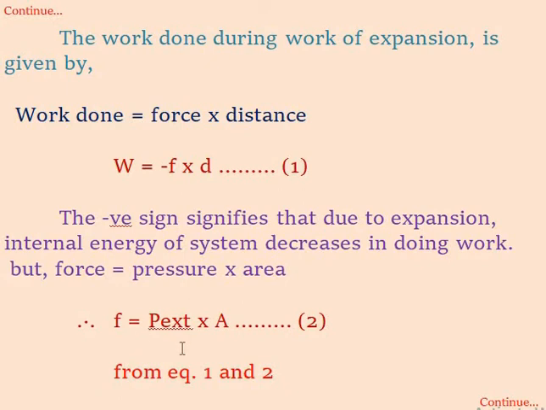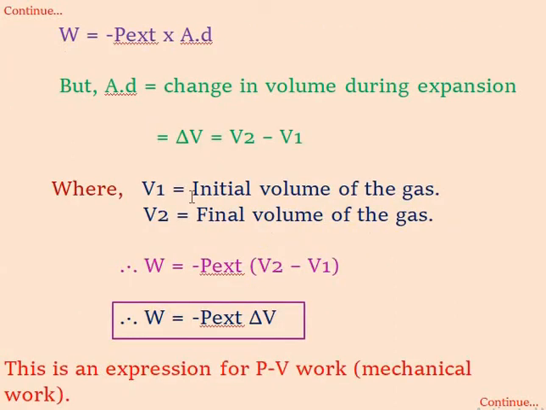Therefore, F equals P external into the area. This is equation number 2. From equation 1, substitute this value of the force, F equals P external into A, into equation 1. We get W equals minus P external into A into d. But we know that area into distance equals the change in volume during the expansion, and this change in volume is given as delta V. Therefore, V2 minus V1 is the delta V.